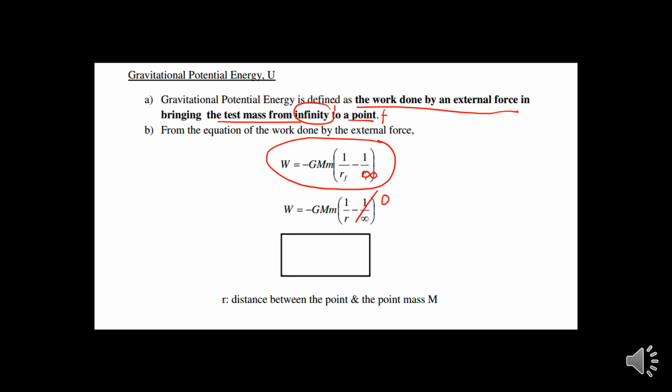Okay, so finally the formula comes out as W, or you can rewrite it as U, is equal to negative G m m over R. You can use this formula if the question asks you to determine the work done by external force in bringing a test mass from infinity to a point. If they ask you to calculate the work done by external force in bringing a test mass from point 1 to point 2, you can use the previous formula back. Okay, so next.